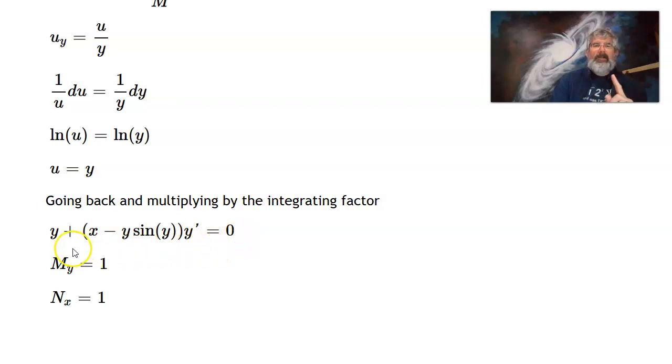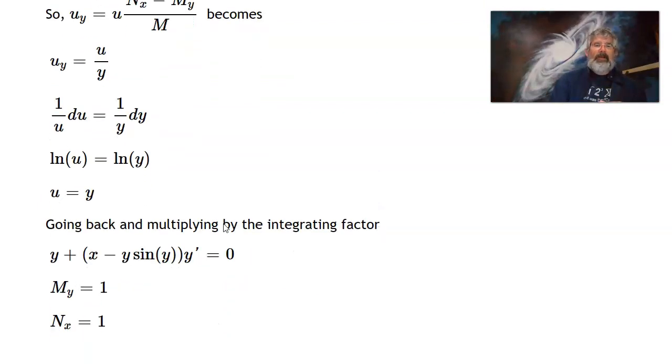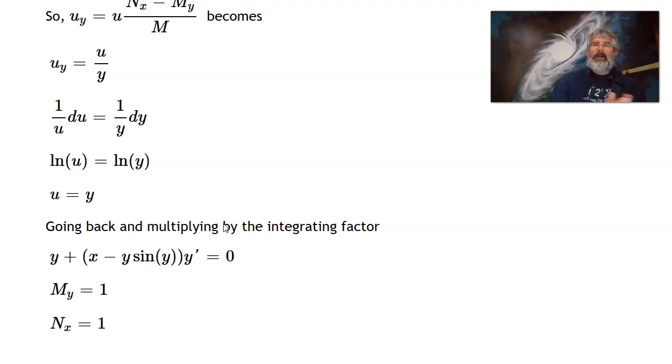And now double check. The partial derivative of this with respect to y is 1. The partial derivative of this with respect to x is 1. It is exact. We could solve it using the methods that we have described in previous videos. There is the process of using an integrating factor to make equations exact.